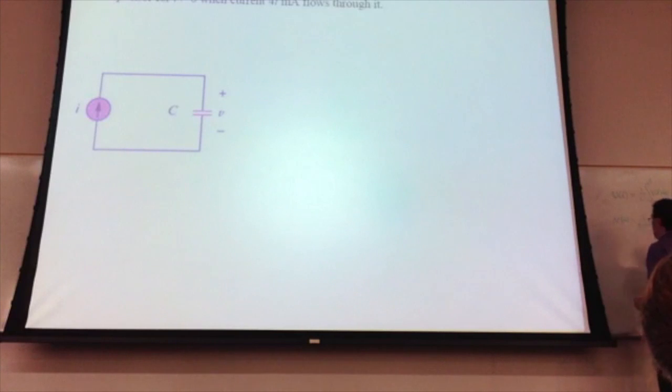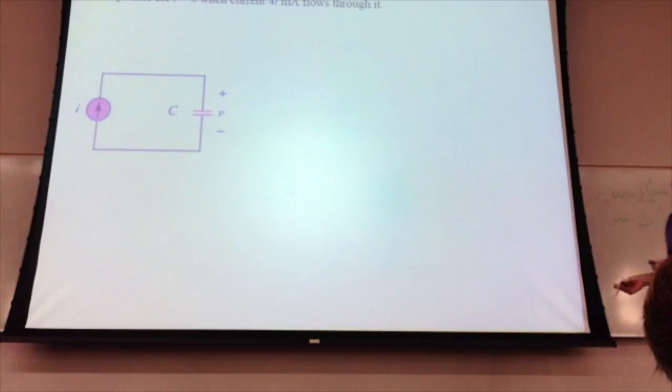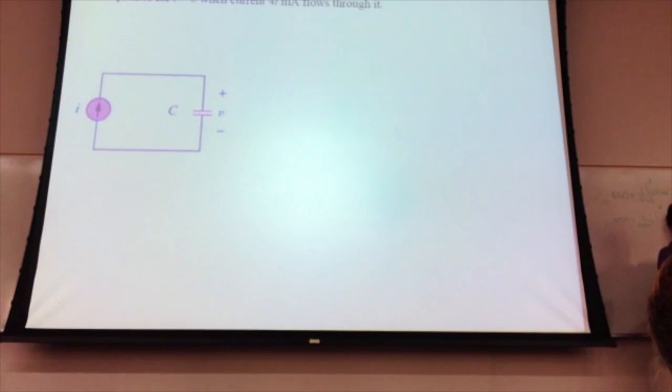0 to t. Now, what is the current through the capacitor? It's given by this time function right here. We have I of t is equal to 4t milliamps. All right, and that's times 10 to the minus 3. So this is equal to, we're going to substitute that in right here.